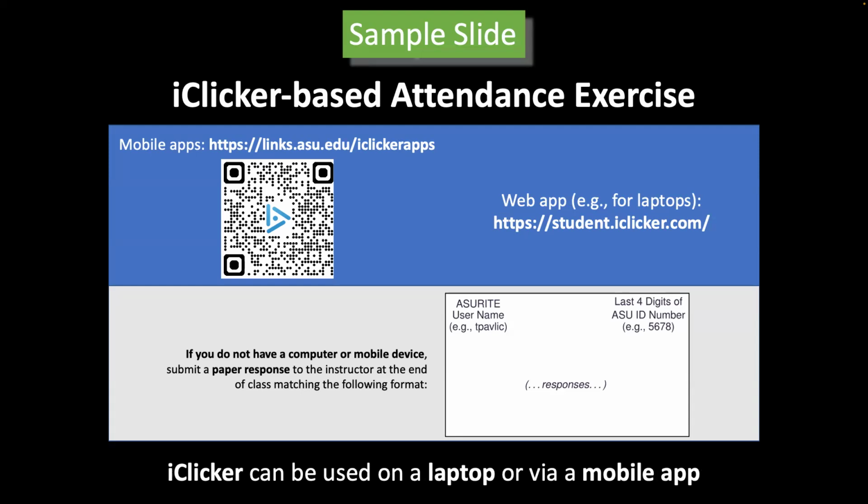If for some reason the digital infrastructure isn't working, or isn't working for you but is working for everyone else, then you can always tear out a piece of paper, put your ASU in one corner and the last 4 digits of your ASU ID number in another corner, put the responses in on paper, and drop it off to me at the end of class. So that's our contingency, but as much as possible, use the iClicker. Okay.